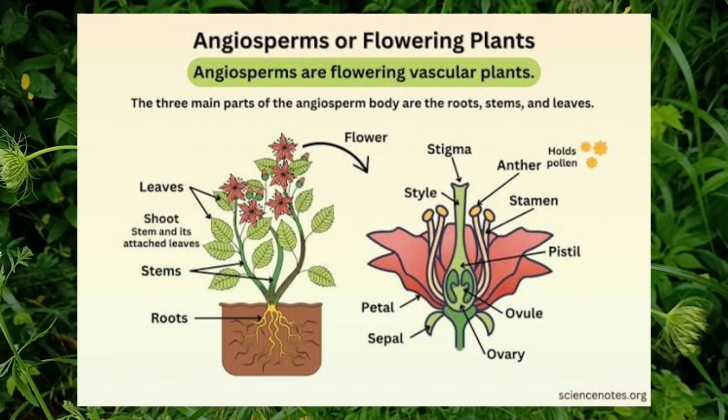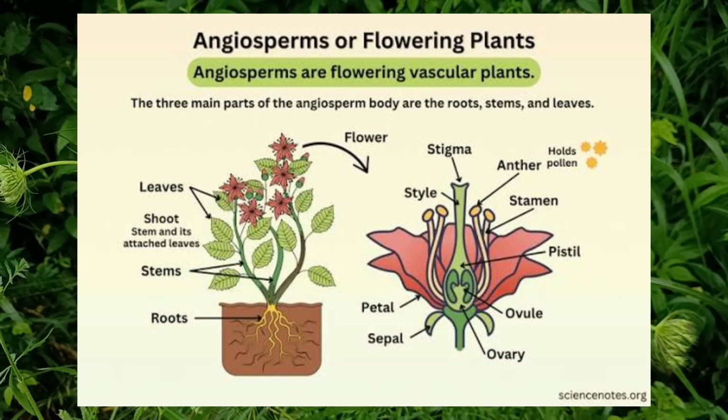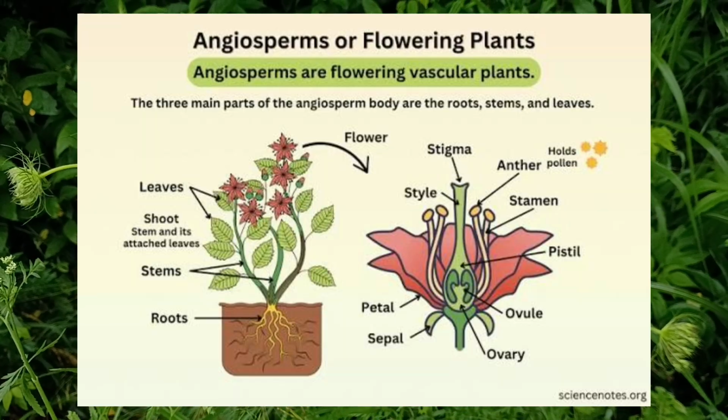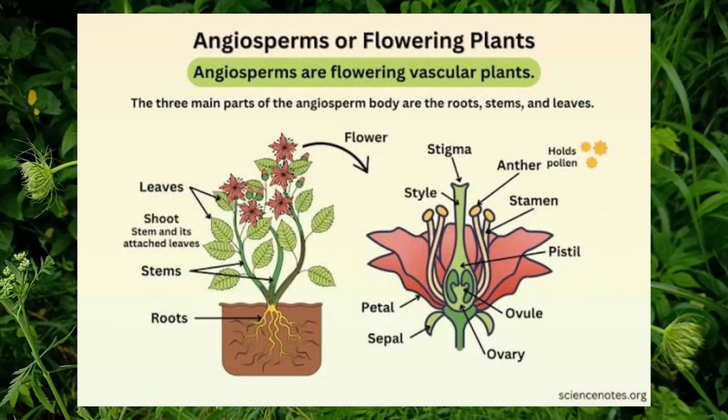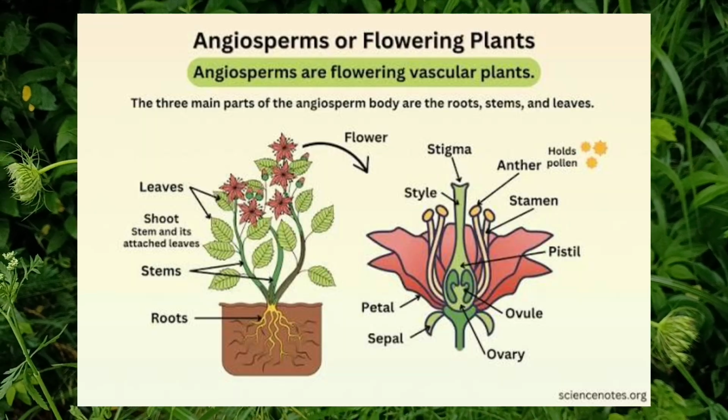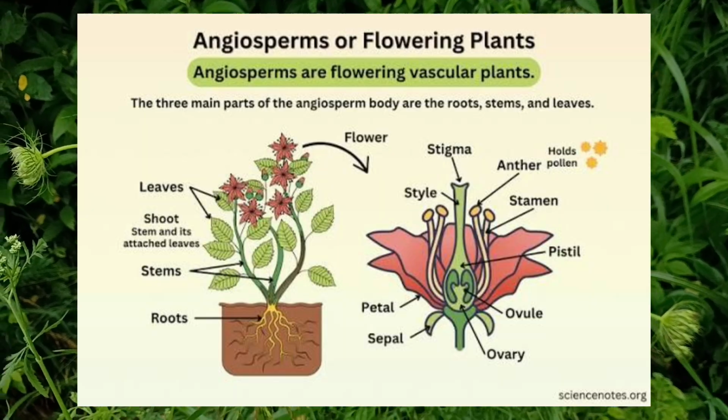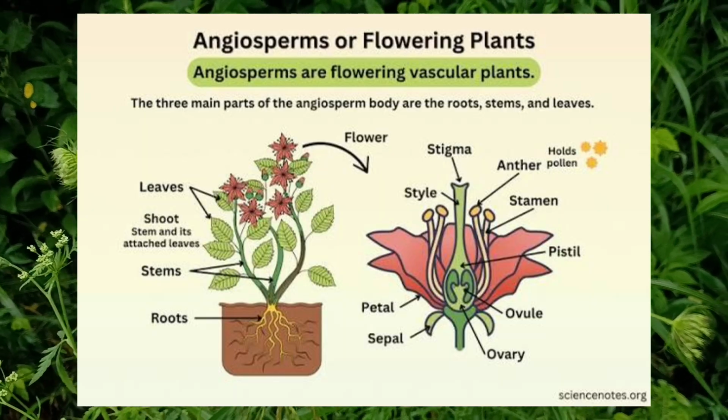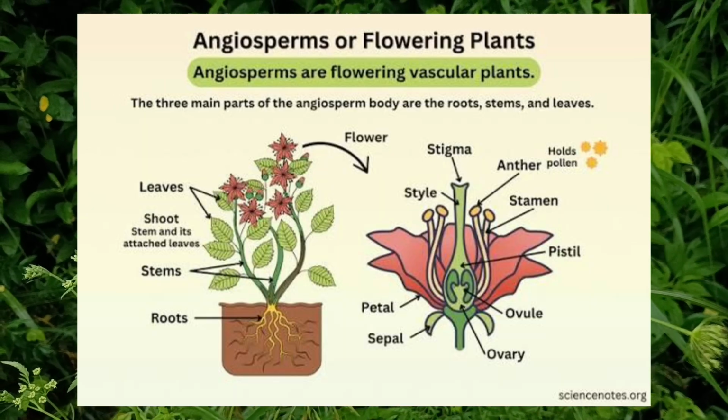As for the evolutionary success of angiosperms, there are over 300,000 species, compared to the 1,000 gymnosperm species. It's incredible. They dominate most terrestrial ecosystems, and nearly all food crops are angiosperms.